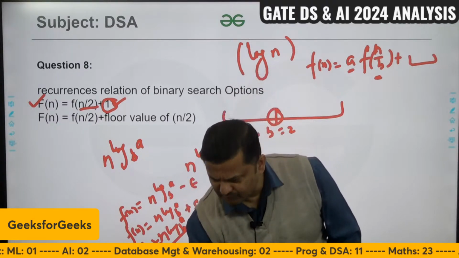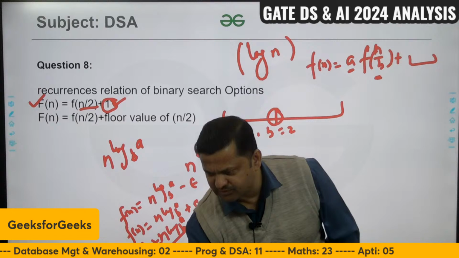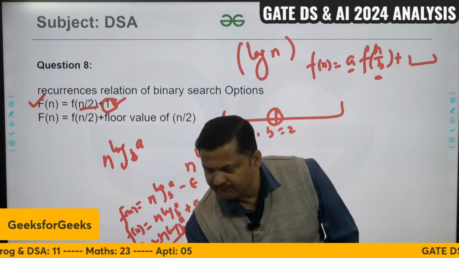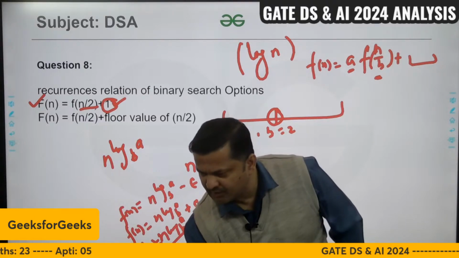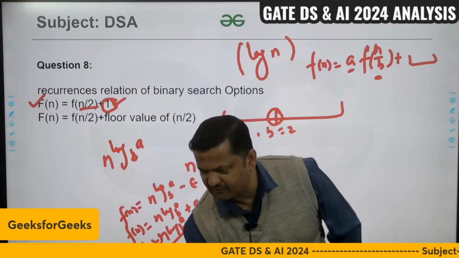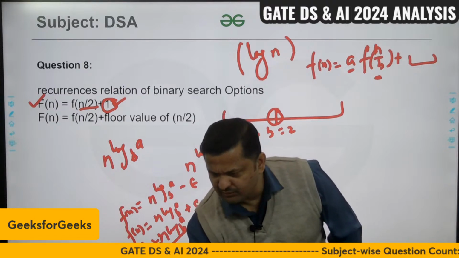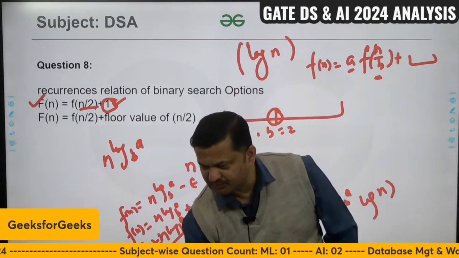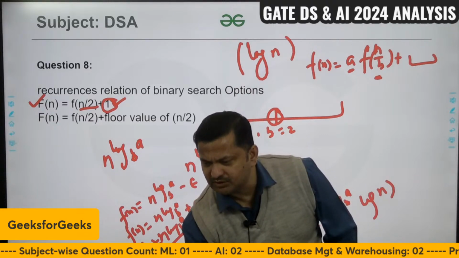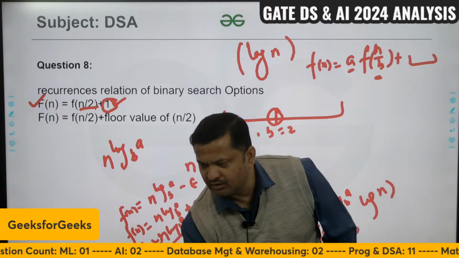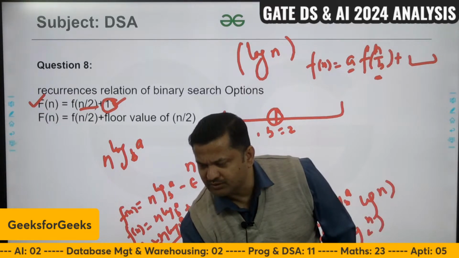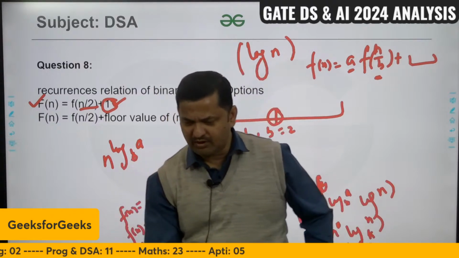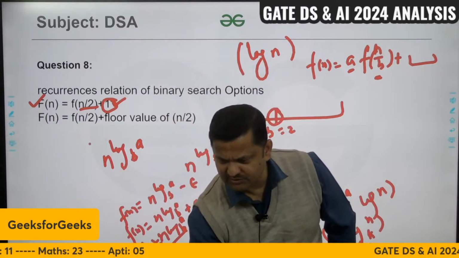According to this, if this option is correct, your solution will be theta of n to the power log a base b times log n. If I put the values over here, this is going to be theta of n to the power 0 log n base 2, so it is nothing but log n base 2. That is the required outcome. So according to this, the first option will be the correct one.